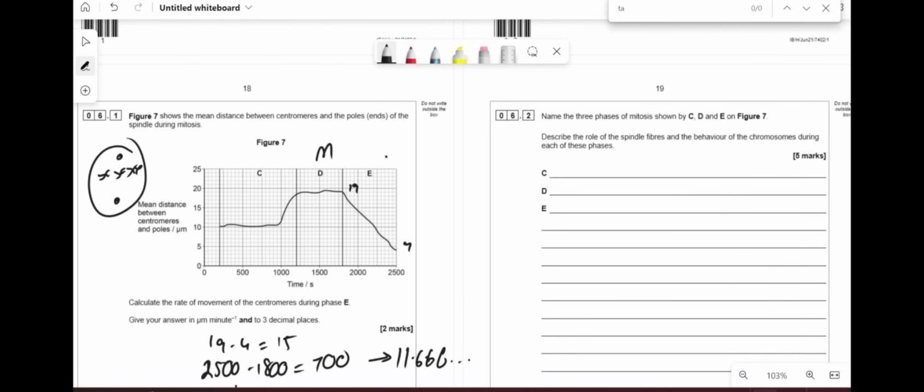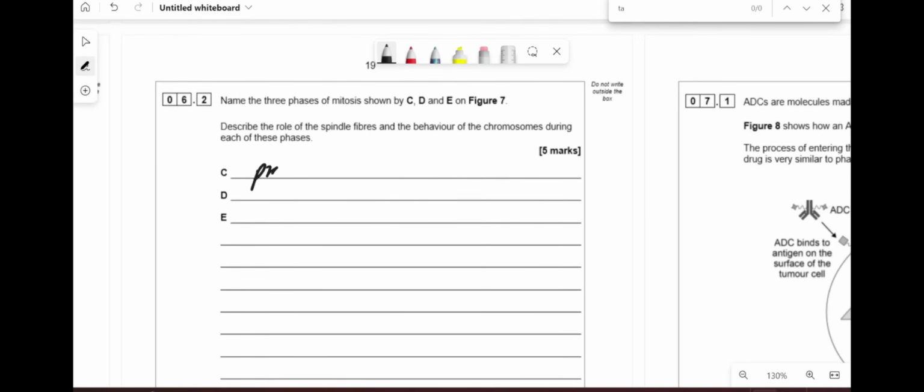And this makes sense because this is going to be anaphase, because they split and move towards each end, and the distance is obviously going to drop. So then that must mean that this has to be prophase. So this is prophase, metaphase, and then anaphase. And then we need to describe what happens.